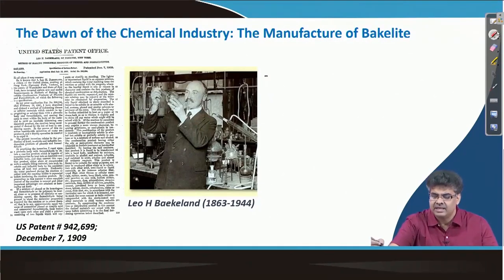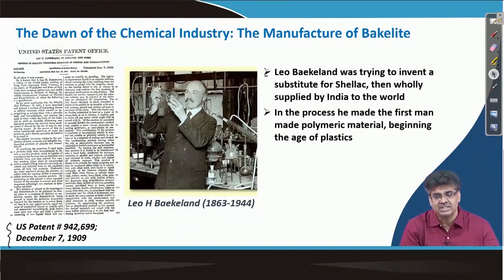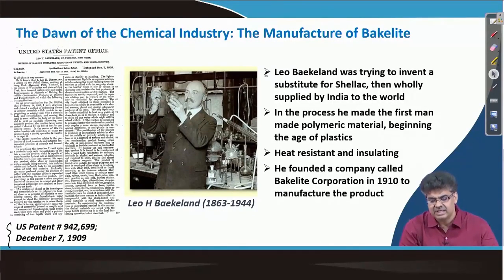He was granted a US patent in 1909, following which in 1910 this product was commercialized. He was basically trying to invent a polymeric material as a substitute for shellac, which was then wholly supplied from India to the world. In the process, he made the first man-made polymeric material, which started the age of plastics or polymers, which we talked about in the beginning. The material was heat resistant and insulating, and he founded a company called Bakelite Corporation in 1910 to manufacture this product.